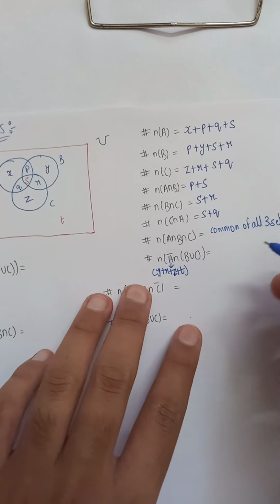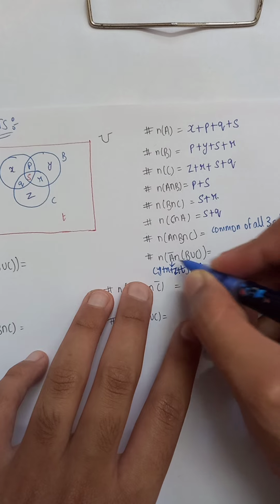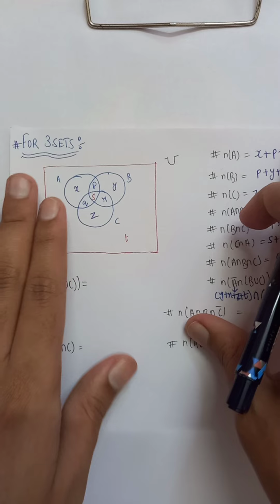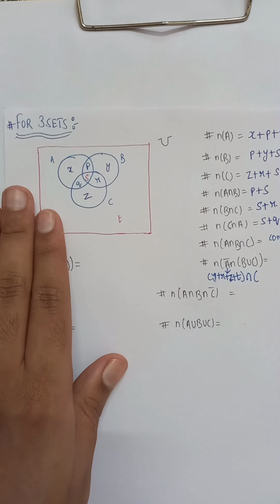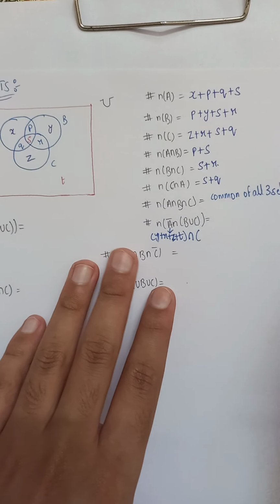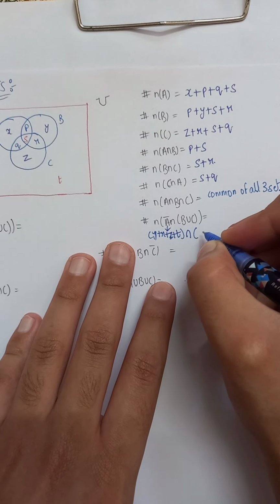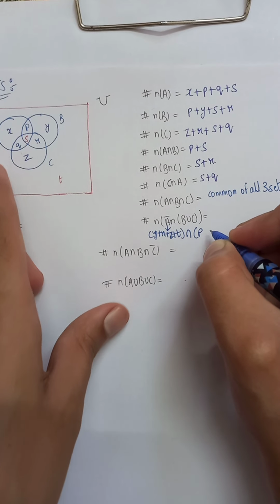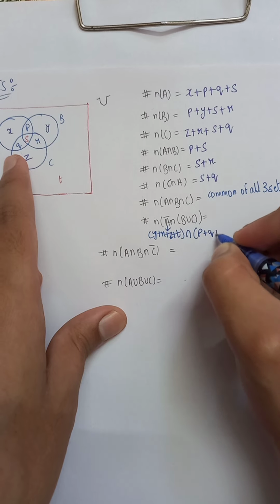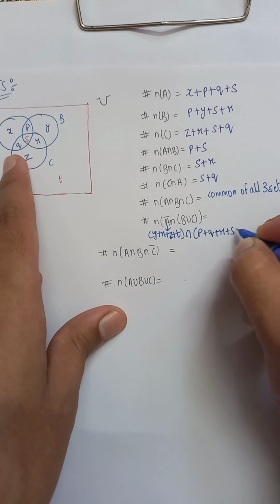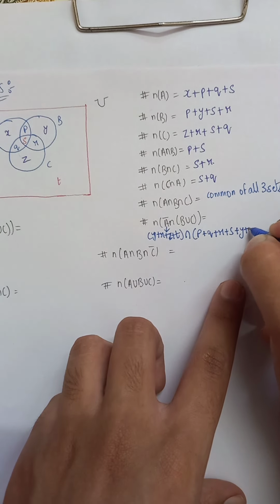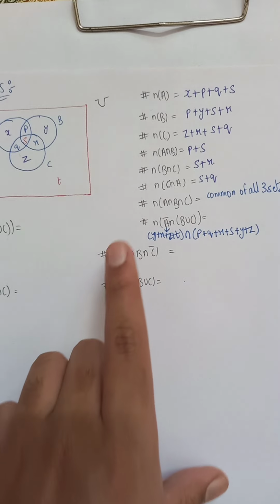And what about B union C? I'll put an intersection symbol here, and now you write B union C. B union C means all those elements which are present in B or C: P plus Q plus R plus S plus Y plus Z. So this is B union C, and this is A complement.